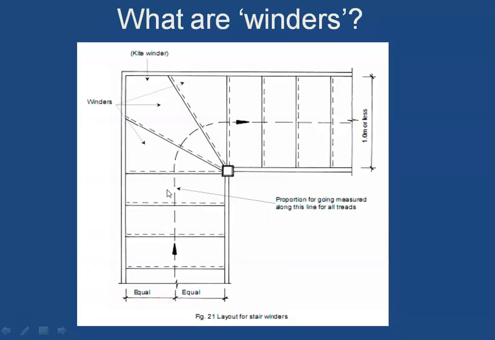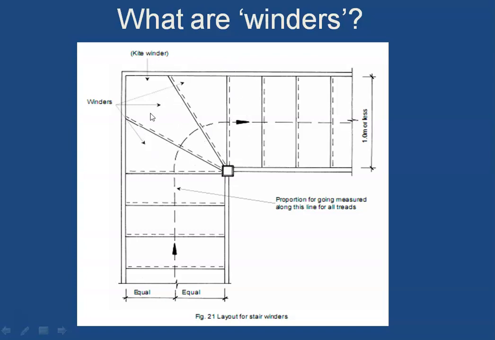Now, what are winders? You might have seen them within the landing. You can see here that this is one flight, then this is a landing in between, and then there is another flight. If we fall short of the number of risers to go up, many times what we can do is add some additional steps here within the landing. These are called winders.